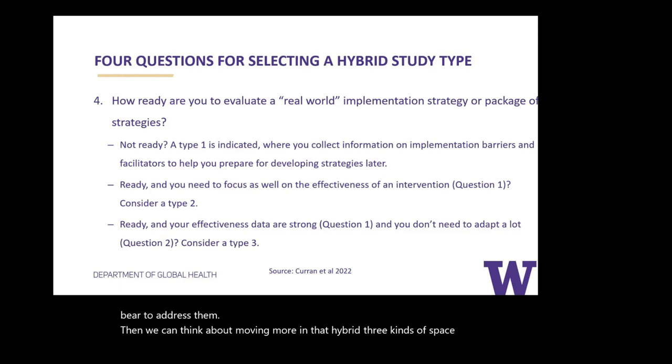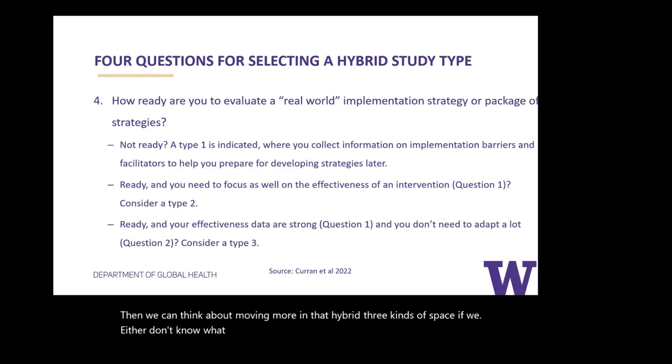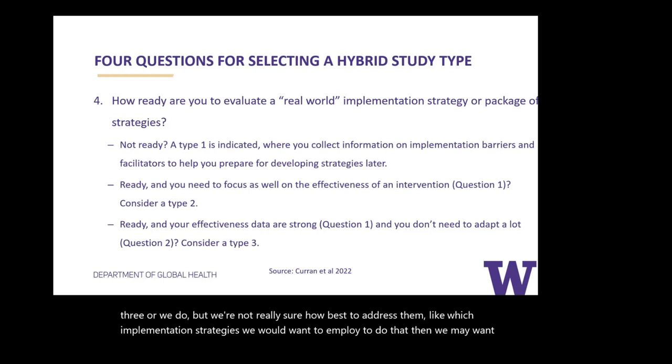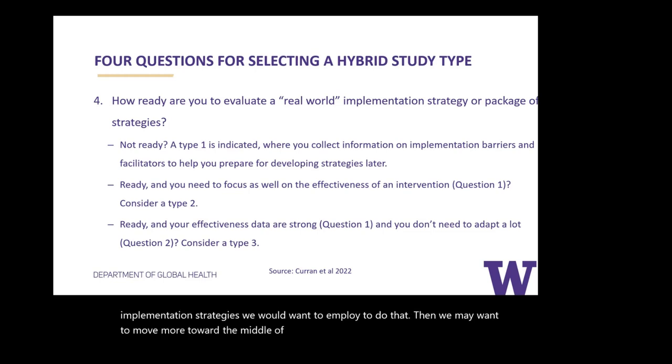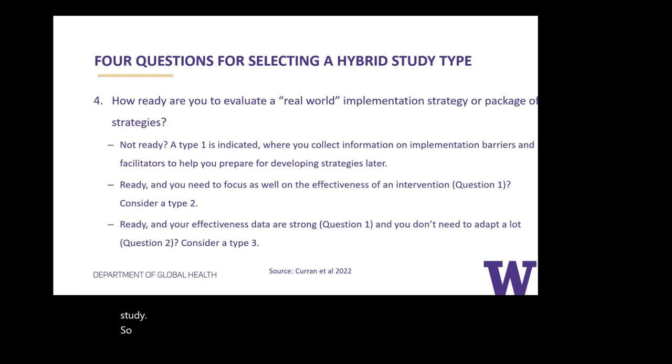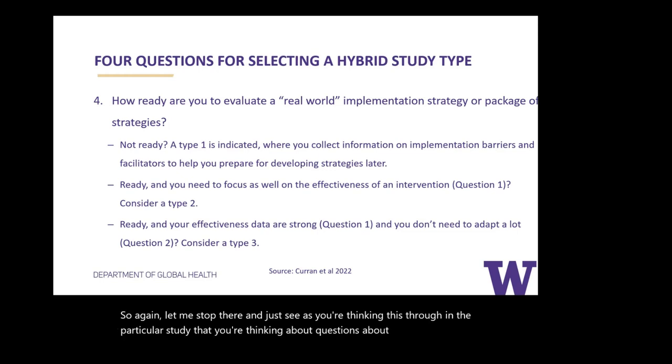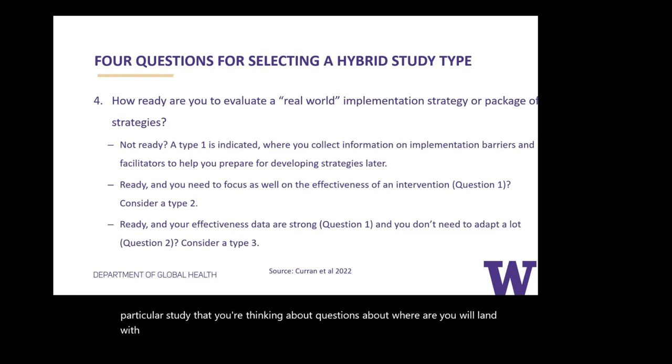If we either don't know what those implementation challenges or barriers are, question 3, or we do, but we're not really sure how best to address them, like which implementation strategies we would want to employ to do that, then we may want to move more toward the middle of hybrid two or even a hybrid one kind of study. So again, let me stop there and just see, as you're thinking this through in the particular study that you're thinking about, questions about where you will land with respect to these two questions.